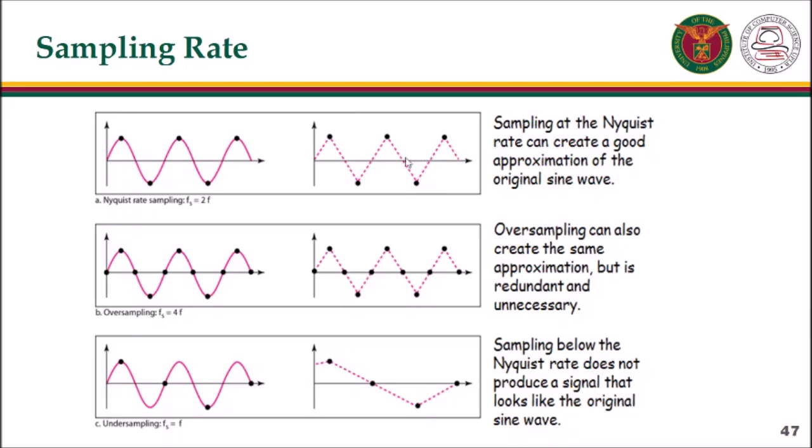In this figure, the sampling rate created a good approximation of the original sine wave. Here, where there is oversampling, it also produces the same approximation, but it is redundant and unnecessary. Here, the sampling rate is below the Nyquist rate, so it did not produce a signal that looks like the original sine wave.